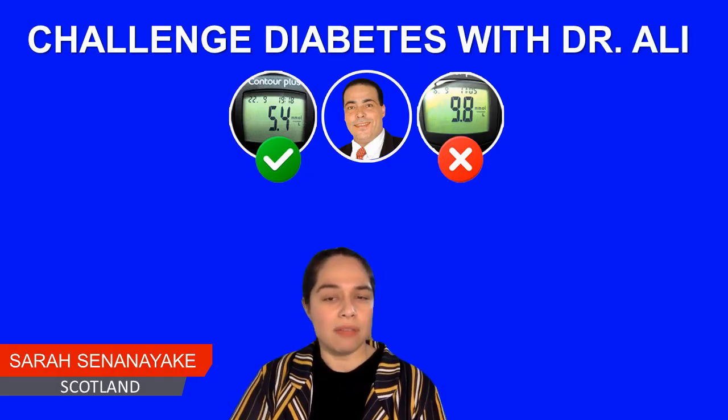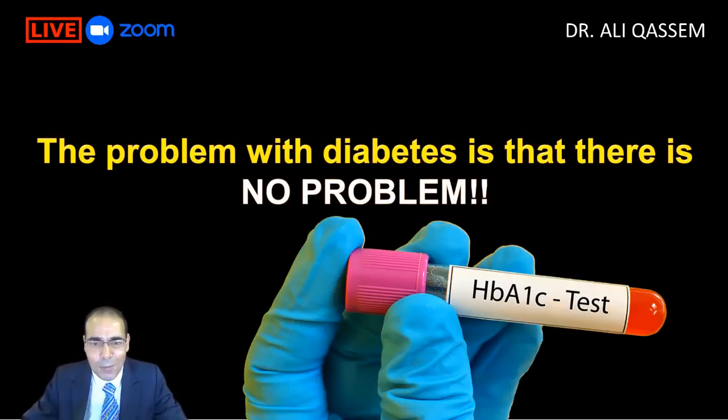When should one have an HbA1c test? And are there any symptoms that a person's blood sugar is high? Very good question. You see, the problem with diabetes is that there is no problem. We can't feel anything until it's too late. When we are affected in one of our organs, our nerves, our heart, our kidney, then we realize that we need to check.